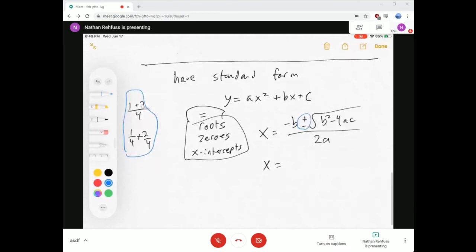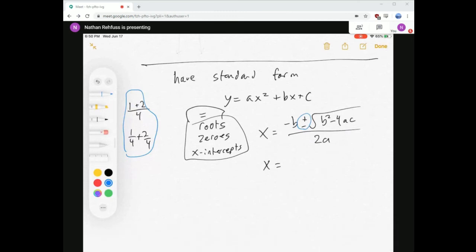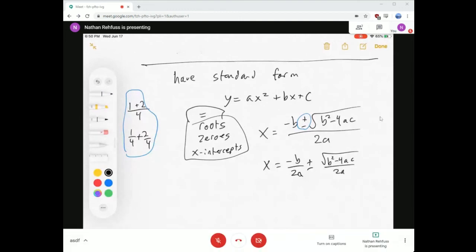How great is that? I'm going to do this same transformation here. I've got 2 terms in the numerator, and instead of writing 1/4 plus 2/4, I'm just going to write the first fraction, -b over 2a, plus or minus the second fraction, root of the discriminant, over 2a. We talked about discriminants back in chapter 2. So when I write it like this, these are the x coordinates of the 2 roots.